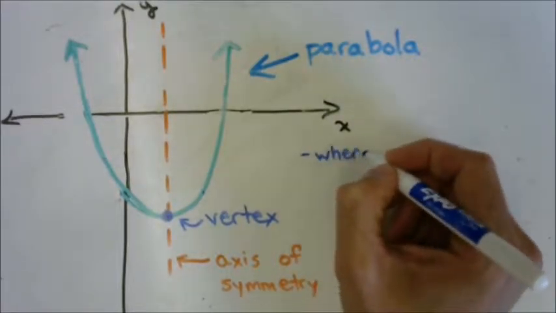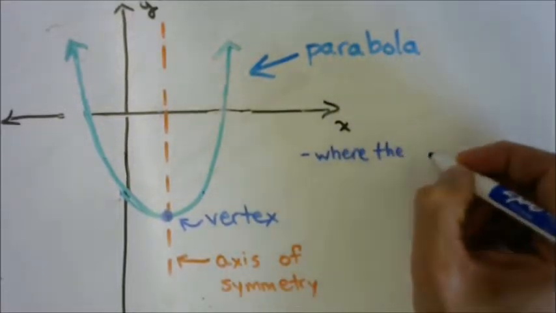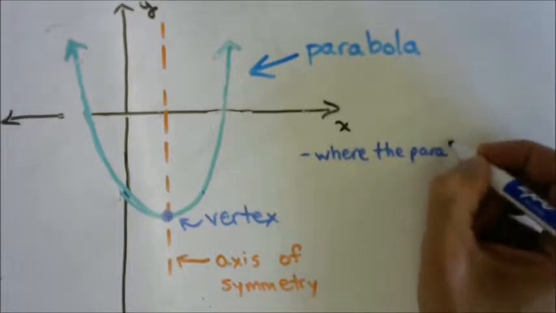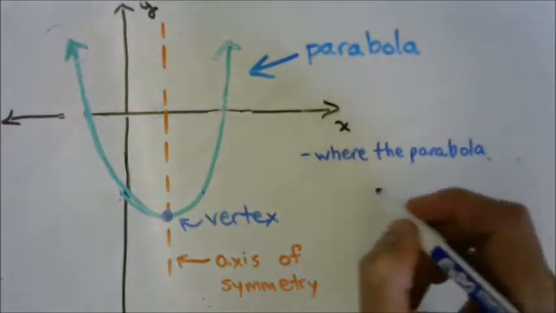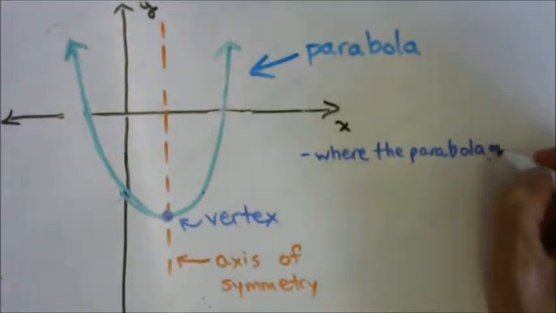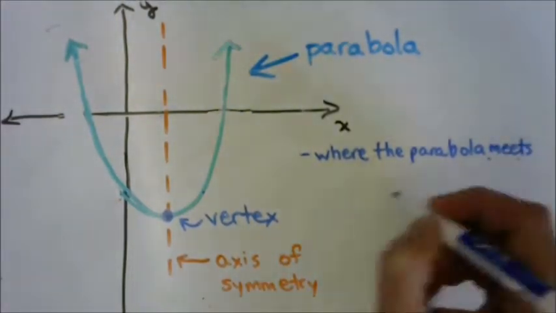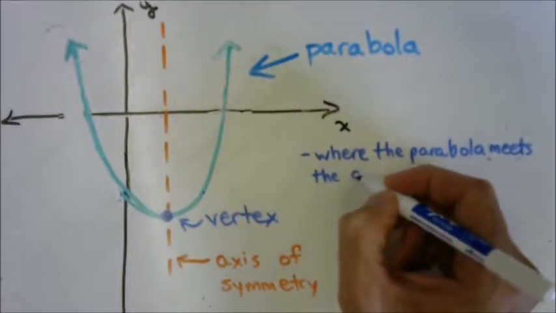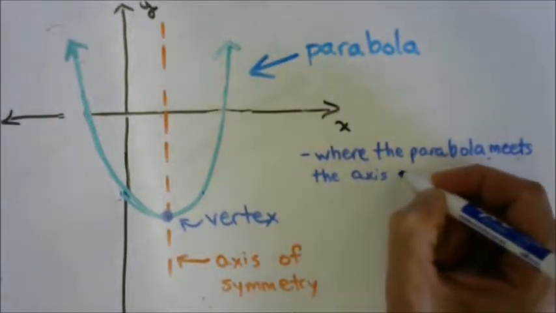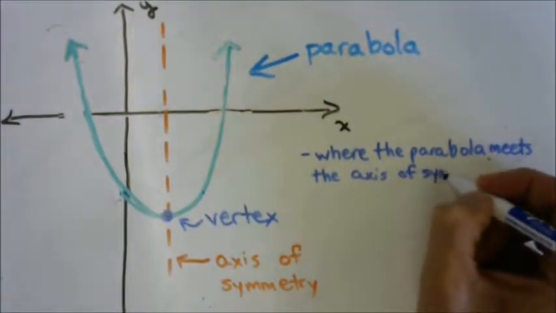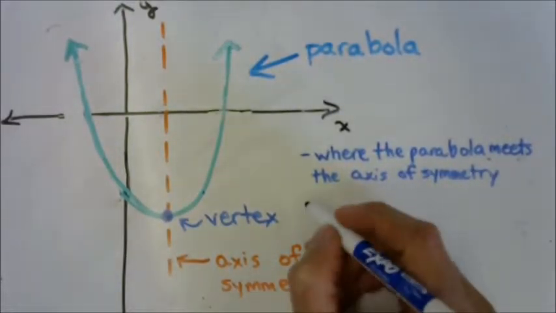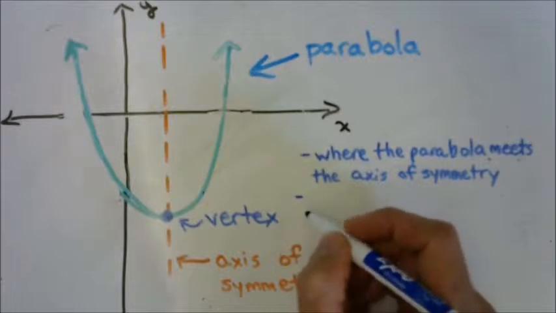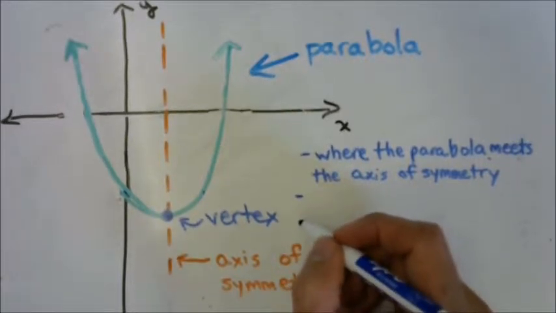It's where the parabola meets the axis of symmetry. So as you're writing them down, you should also be kind of rethinking them in your head to try and remember them, because these properties will come up again.